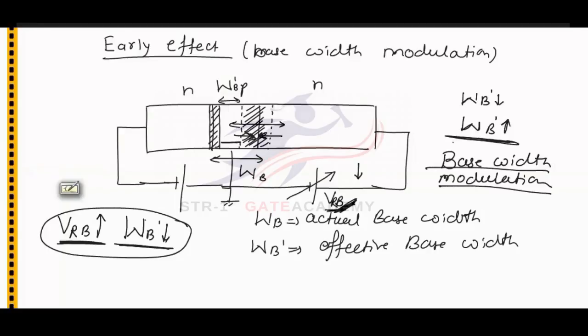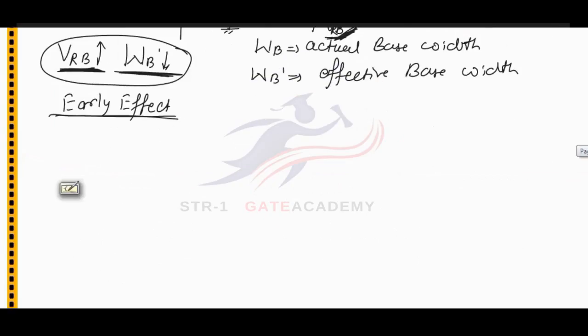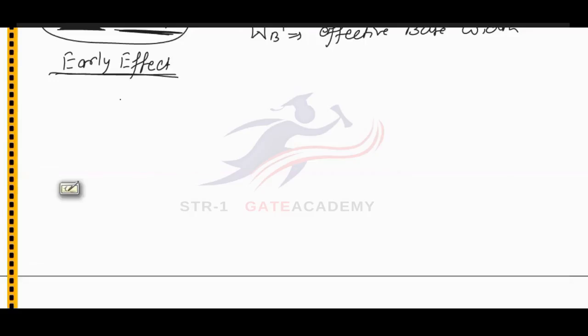This particular effect is called the early effect in BJT. So base width modulation means altering the effective base width with change in reverse bias voltage, and early effect means there is a decrease in effective base width when reverse bias voltage increases. This is the base width modulation in BJT. Now we will see some consequences of early effect.